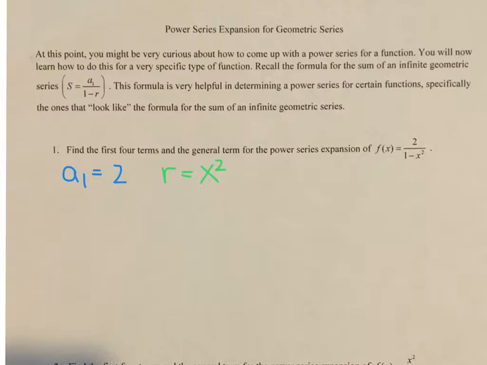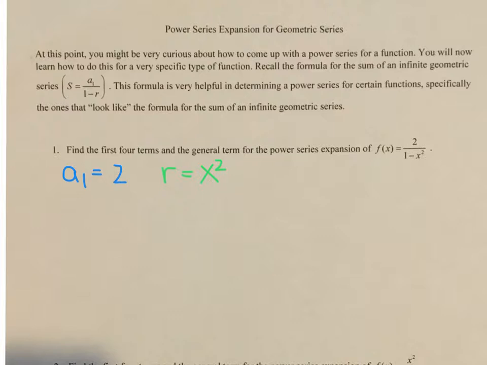Okay, great. Next, how do I get this piece? Well, look at the formula. The formula says 1 minus r. There's my r. There it is. 1 minus, you don't see it? There's the r. R is equal to x squared. Okay, fine.